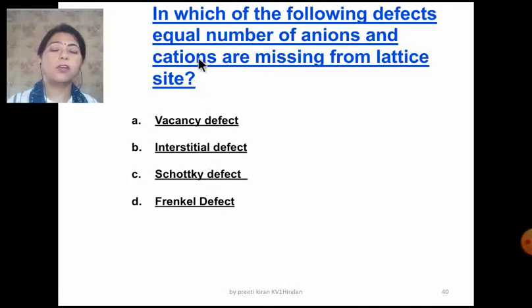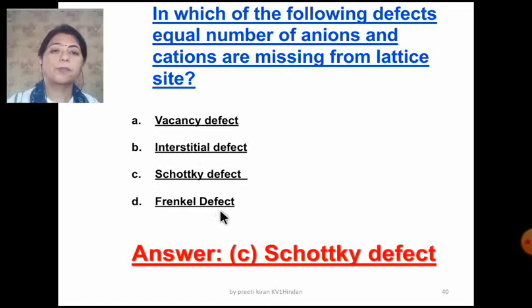The first question is, in which of the following defects are an equal number of anions and cations missing from the lattice site? The options are vacancy defect, interstitial defect, Schottky defect and the Frenkel defect. The answer is Schottky defect.